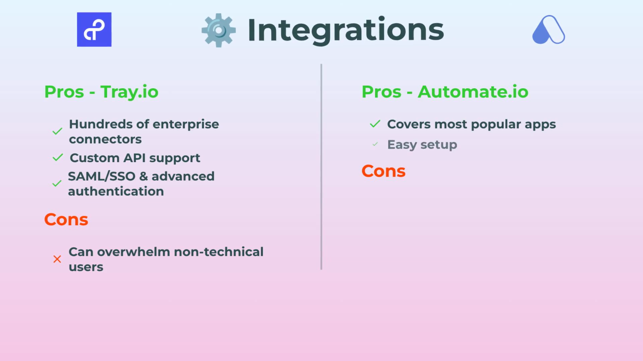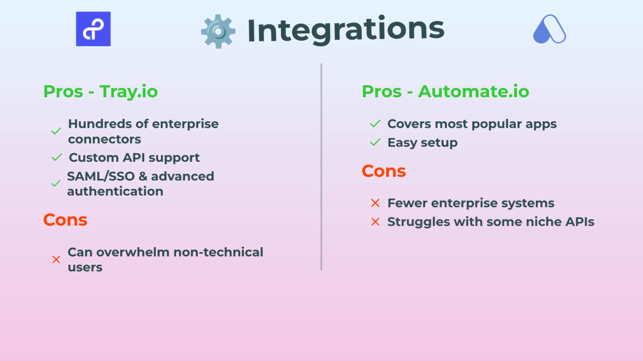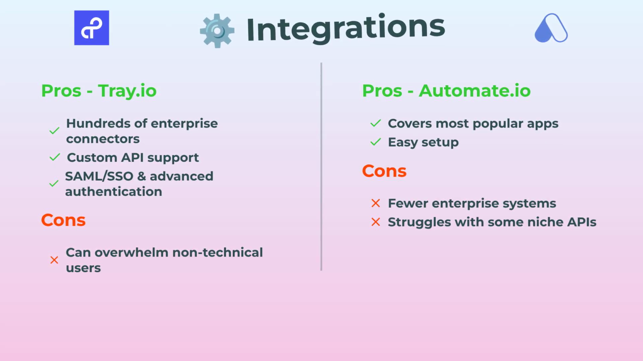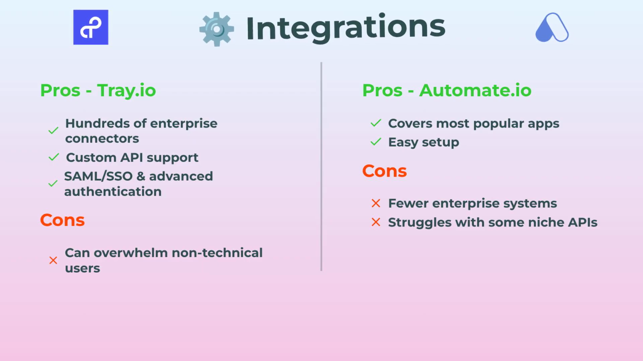Automate.io covers most of the big guns: Slack, Gmail, the basics. So for most folks, it gets the job done, and setup's a breeze. Thing is, if you need to connect with some super obscure legacy software, that's where Automate.io might leave you hanging.